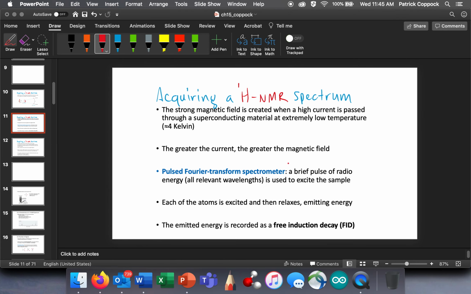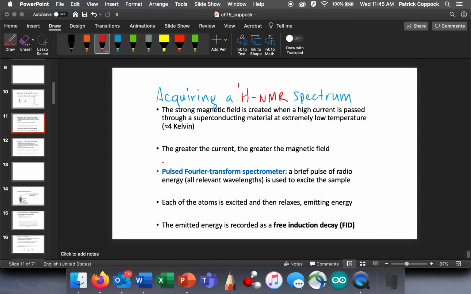Now, here's some things which I just don't think about very often. Let's walk through it. A strong magnetic field is created, and here's how it's created, when a high current is passed through a superconducting material at low temperatures. So we're talking close to liquid helium, okay? And so if we get high current through liquid helium, then we can get a strong magnetic field. So you can see why these apparatus are expensive. The greater the current, of course, the greater the magnetic field.